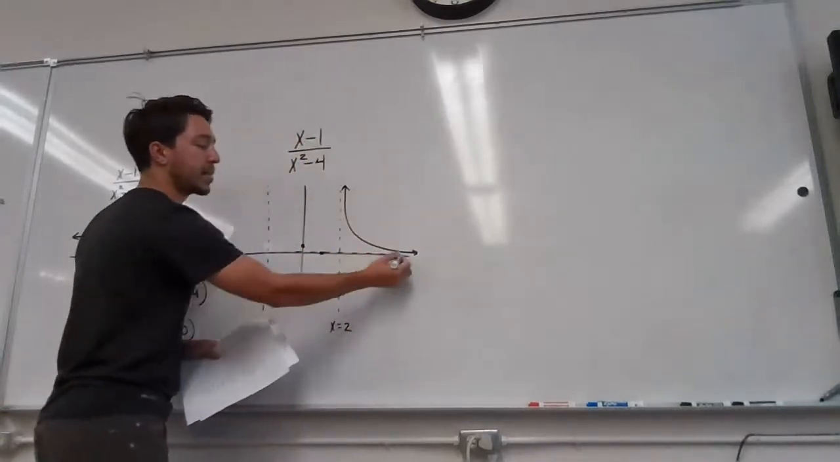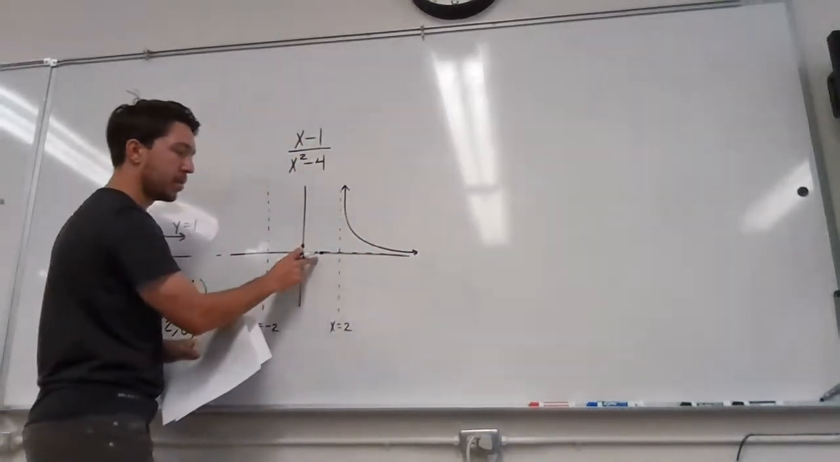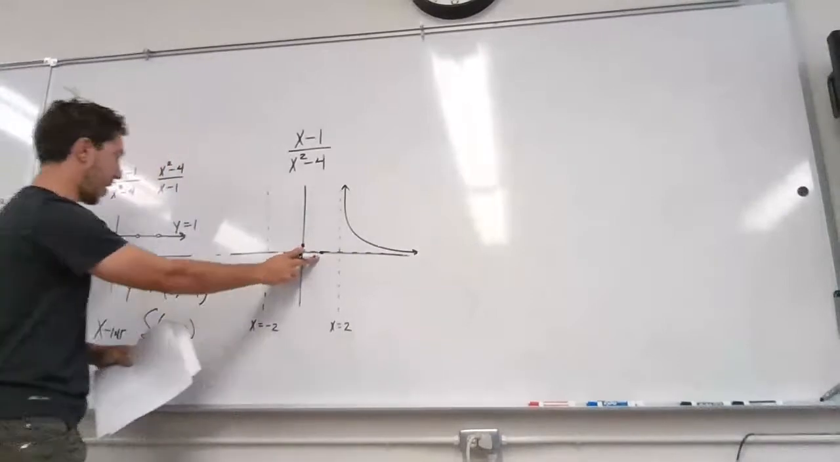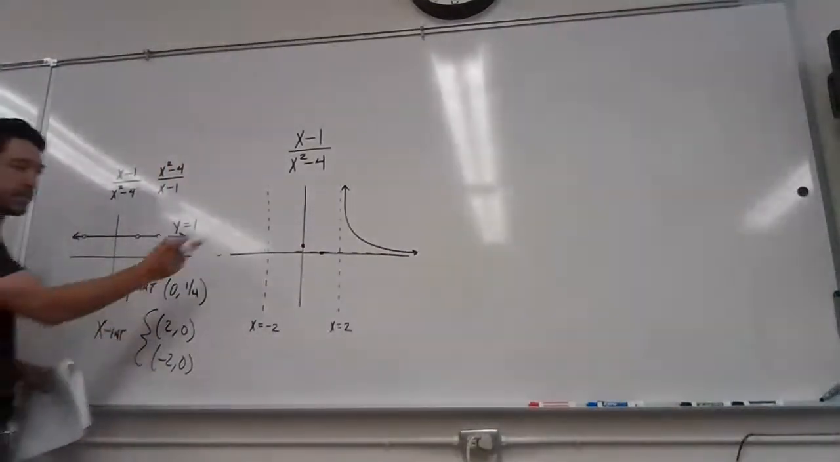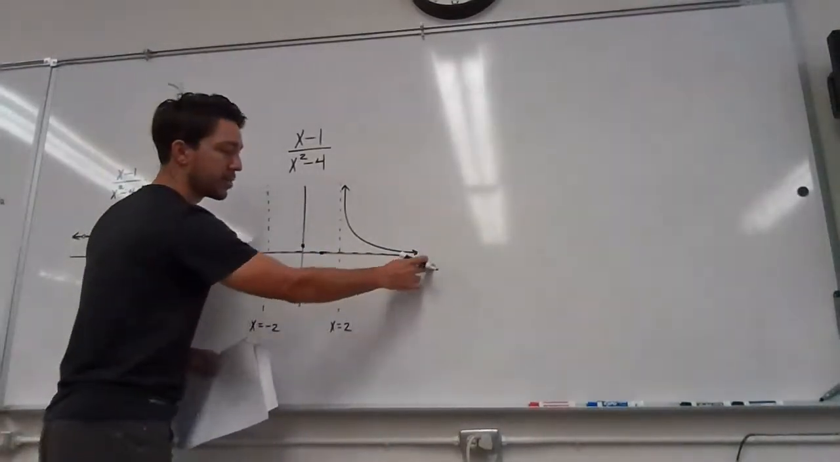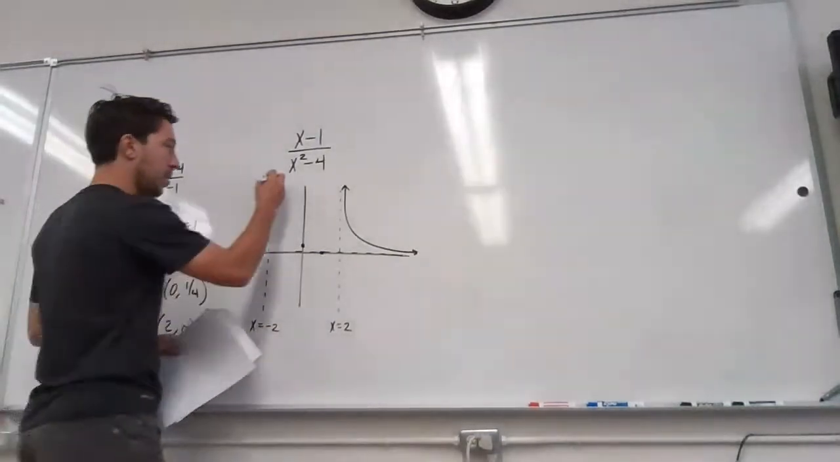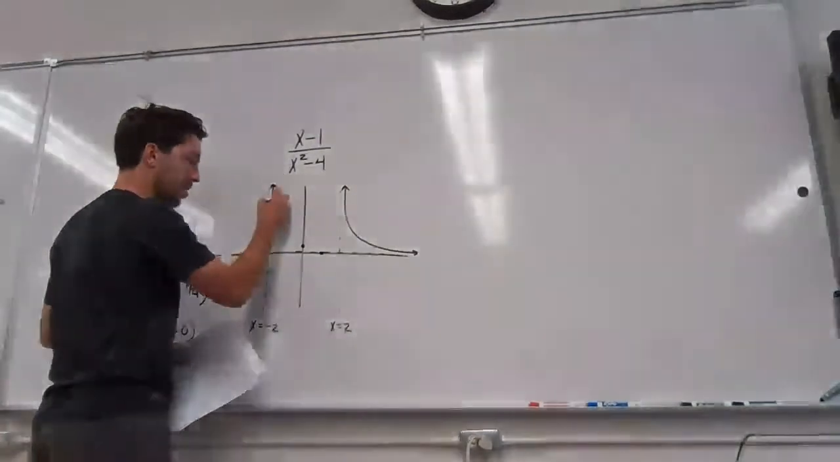And I know I can't cross the x-axis because we've already listed out all the possible x-intercepts, and there was not an x-intercept over in this area. So this part would have to look like this.